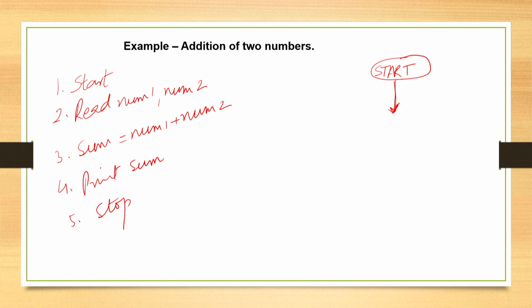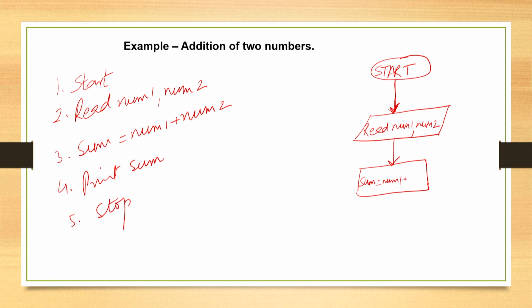So, next step is what? Read num1 and num2. So, we use what? The parallelogram for this. So, it is read num1 comma num2. Then next step is sum. For this we use the rectangle, that is sum is equals to num1 plus num2, and then you have to print it.